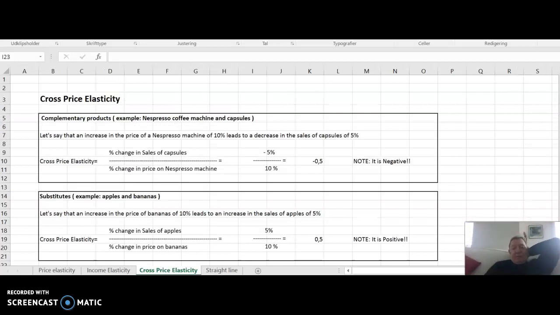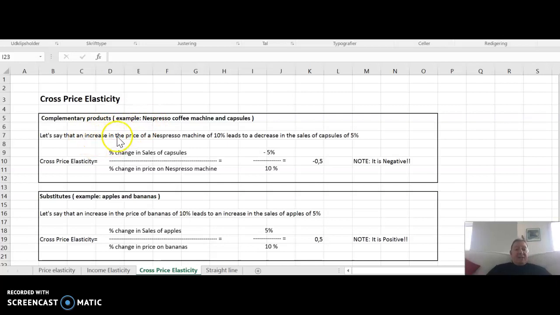And now to the cross price elasticity. There are 2 different kinds. You have complementary products. I have taken the Nespresso coffee machine and the capsules with the coffee. Or you can have substitutes, apples and bananas in my example. Let's look at the complementary products.